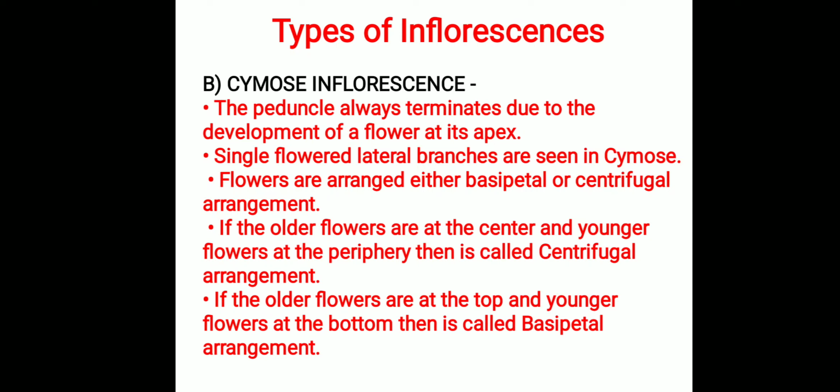That is, the terminal flower is the oldest and lateral flowers are younger ones. In other words, the order of development of flowers is from apex to base. The order of opening of flowers is centrifugal. That is, the oldest flower at the center opens first, and the youngest flower at the periphery opens later on. Example, jasmine, bougainvillea, etc. This is the second type.